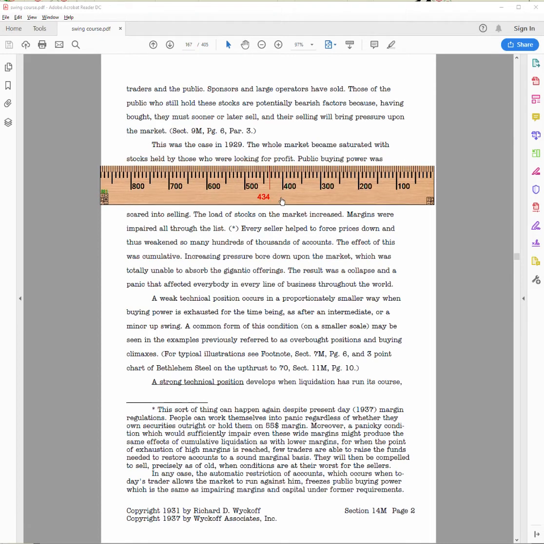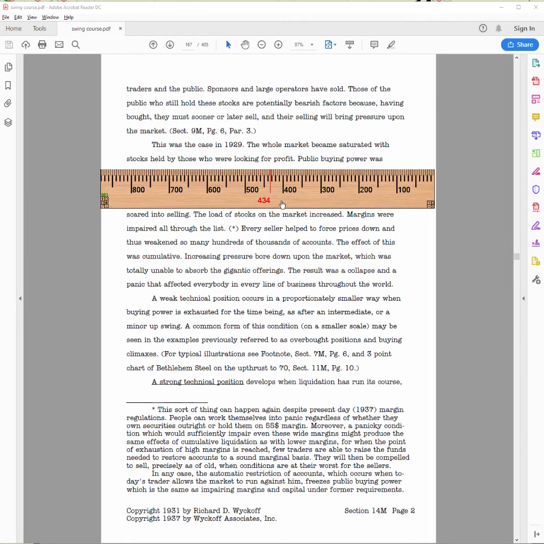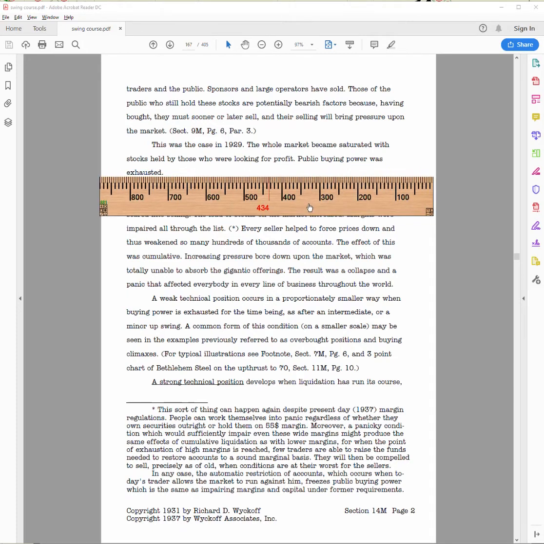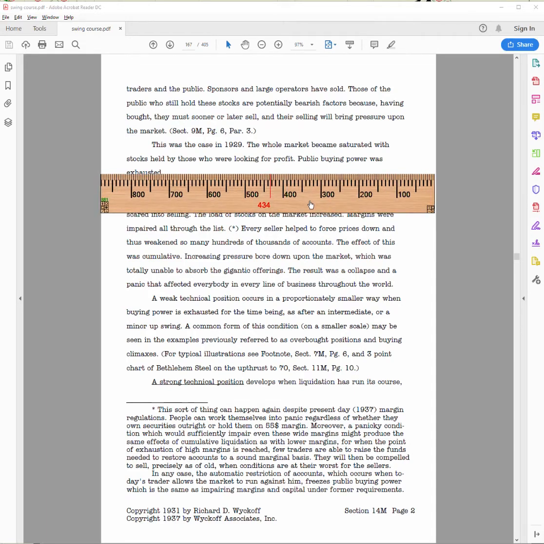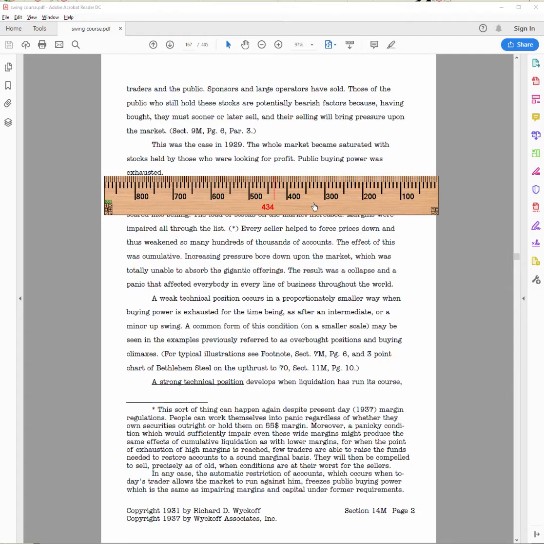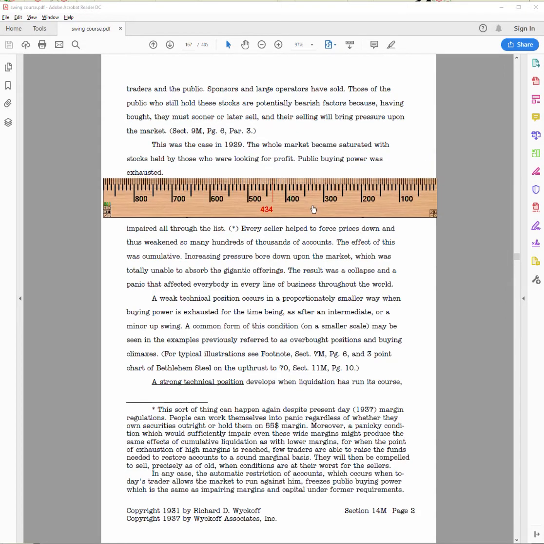This was the case in 1929. The whole market became saturated by stocks held by those who were looking for profit. By the way, I think this is the current case today also. Everybody's in stocks. I think this was also the case with crypto around Thanksgiving of last year. They were all stuck in Bitcoin because buying power was exhausted.